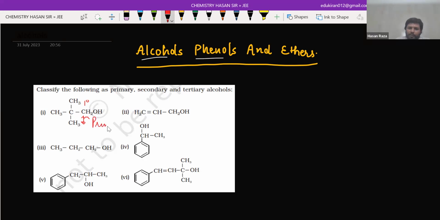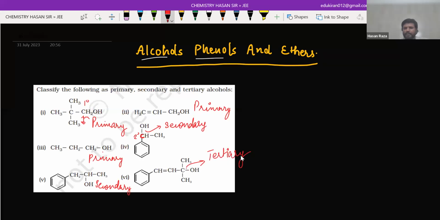So it is primary. You wrote it tertiary, right? This is also primary. This is also primary. This is your secondary because the carbon to which this OH is connected is directly attached to 2 carbons, so it is 2 degree. That's why this is also secondary alcohol. And this is your tertiary alcohol. Is that clear, Shahid? Yes. Very good. What about you, Madiha? Please do respond.